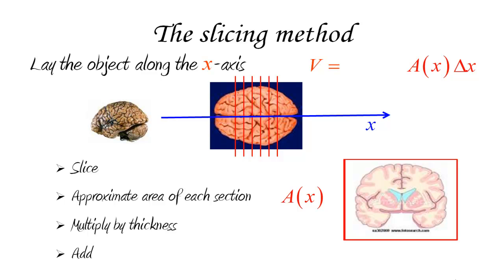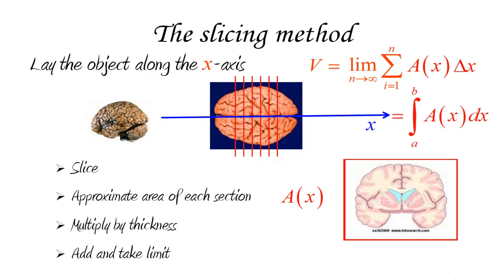Then we add up all of the volumes that we've obtained in this approximate method. And then, of course, we take the limit, and that creates the very familiar integral from a to b, whatever the beginning and end points of the solid are, of A(x) dx. Probably this formula looks a lot easier than the formula for the disks, washers, or shells method.